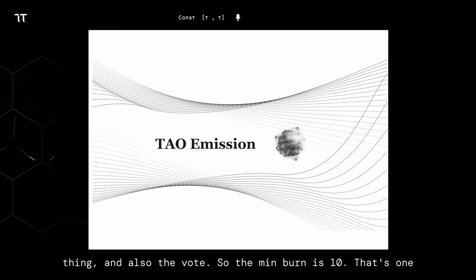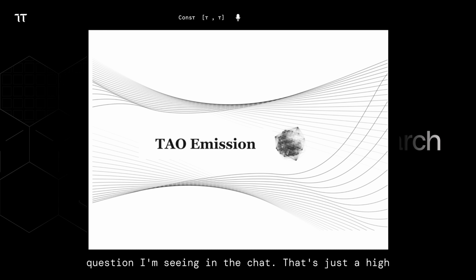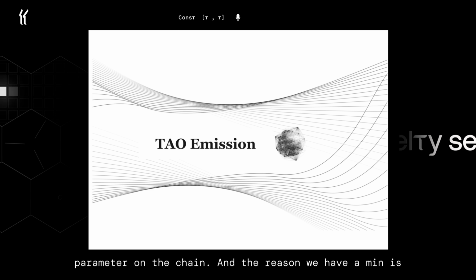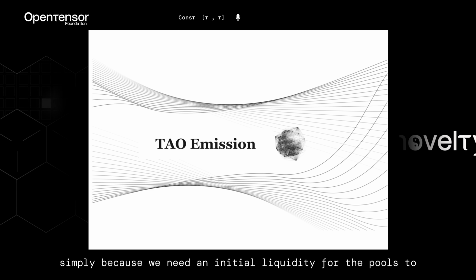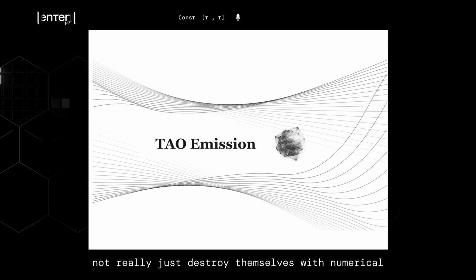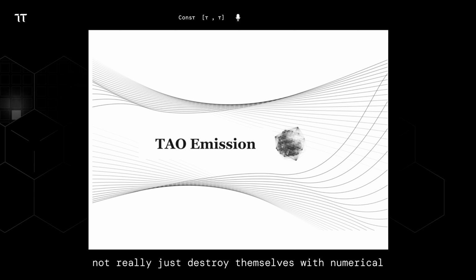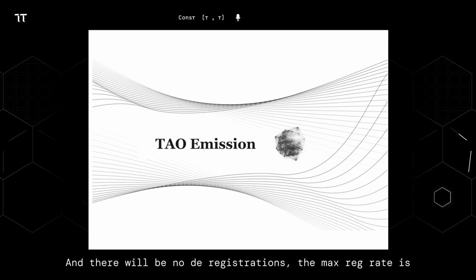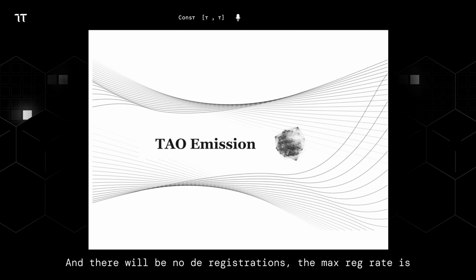So the min burn is 10. That's one question I'm seeing in the chat. That's just a hyperparameter on the chain. And the reason we have a min is simply because we need an initial liquidity for the pools to not really destroy themselves with numerical instability. And there will be no deregistrations.